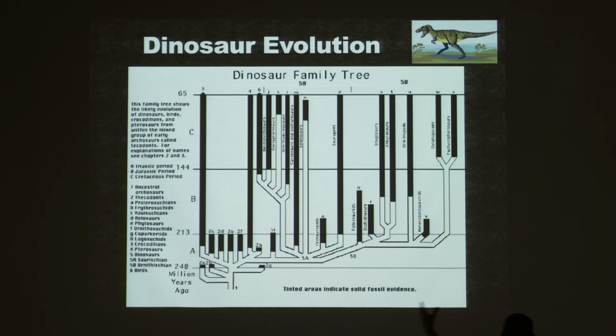And here is another sketch of the supposedly evolutionary family tree of dinosaurs. And it's important to read the fine print. What does it say? The tinted areas indicate solid fossil evidence. Well, which areas aren't tinted? All the connection points, all the intermediate connections between all. There's no solid evidence, fossil-wise, connecting any of them together.